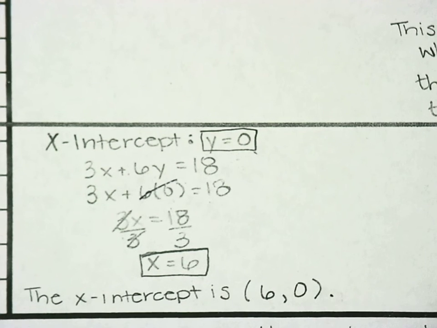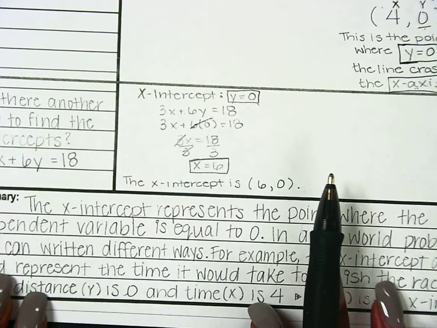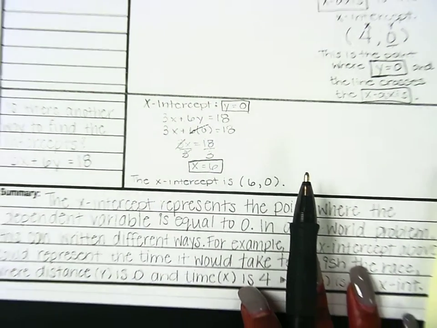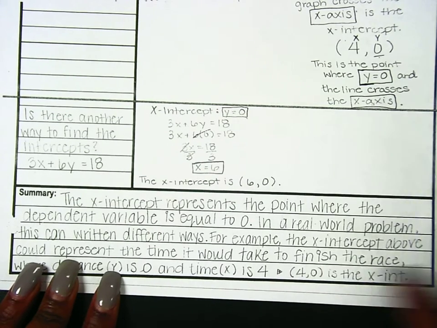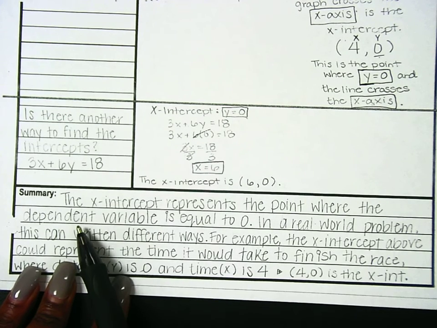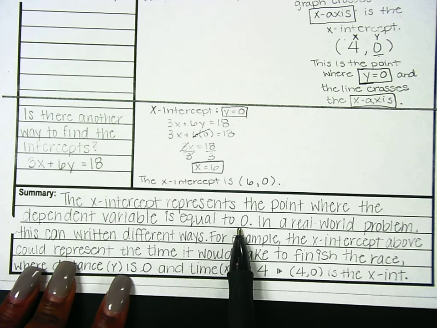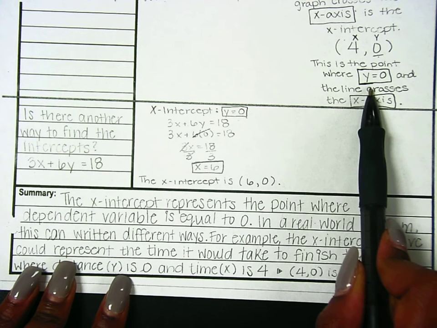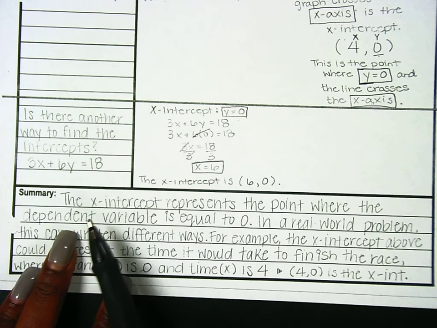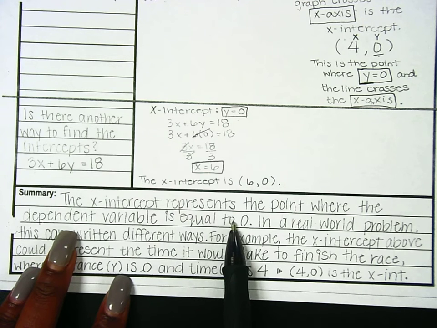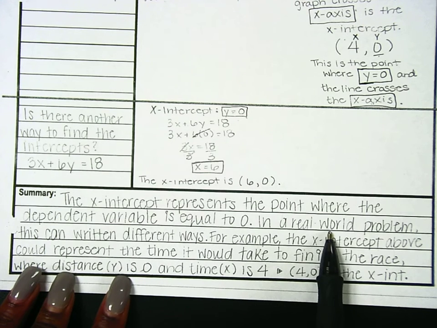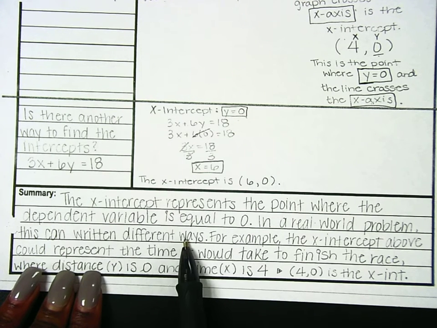So, as a summary, to sum it all up, the x-intercept represents the point where the dependent variable is equal to 0. We said that it's when y is equal to 0, y is dependent, so the dependent variable is equal to 0. In a real-world problem, this can be written in different ways.